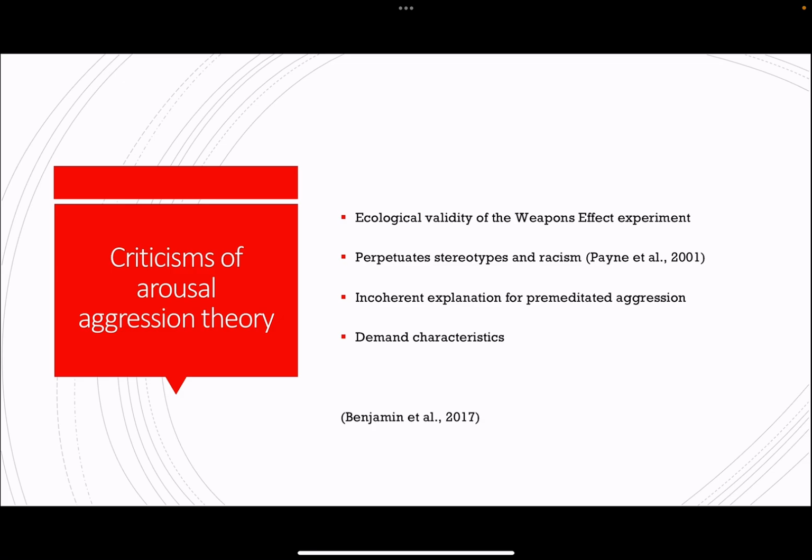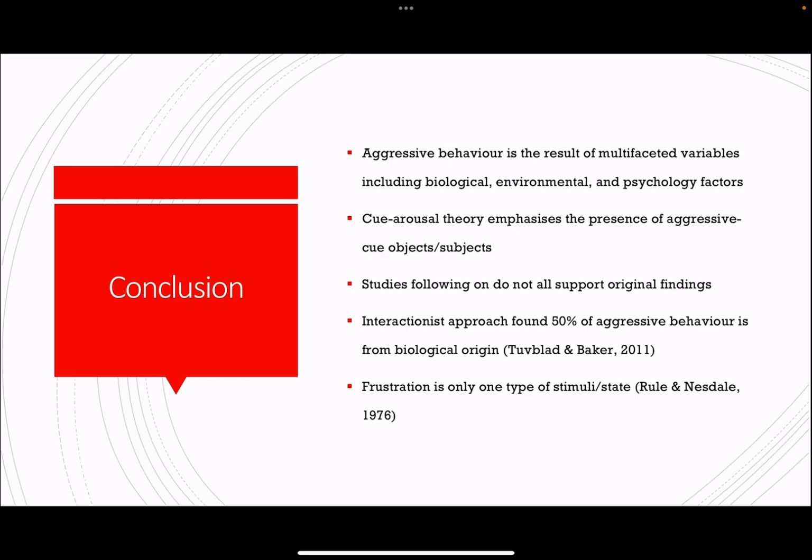Lastly, the cue arousal theory does not explain premeditated aggression and only theorizes the probable causes to impulsive aggression, which is then heavily influenced by the need for an aggressive cue object. However, not all aggression is provoked by an aggressive cue object, but can exist and be exhibited without any provocation.